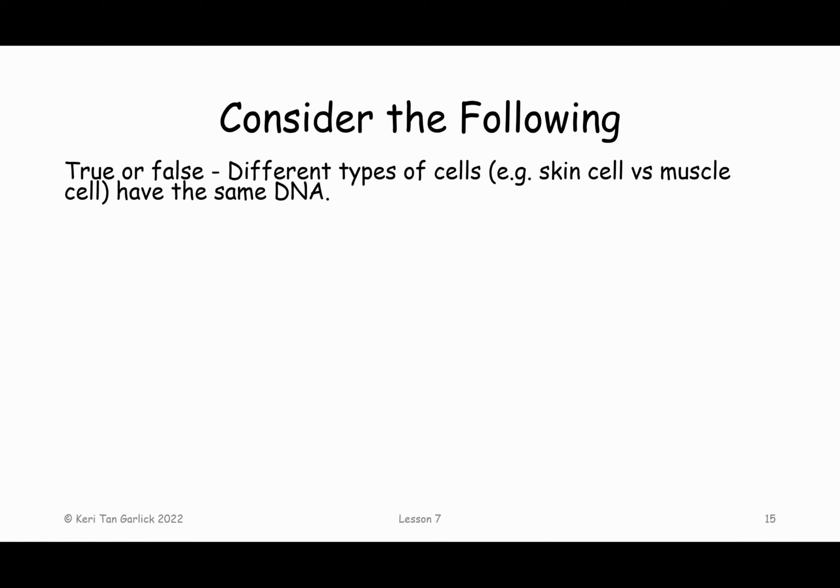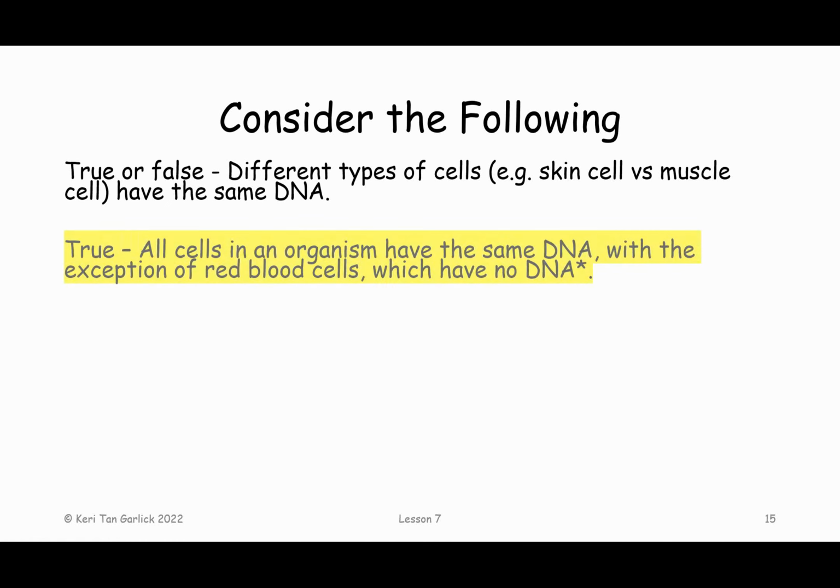All right, cool. So there's some questions to consider. First off is a true or false. So we obviously have different cells in our body, say, for example, skin cells and muscle cells. Very different functions, very different structures. The true or false was, do you think it has the same DNA? So take a moment to think. 50-50 chance. The answer is true. All of these different cells have the same DNA, which is really neat to think about.